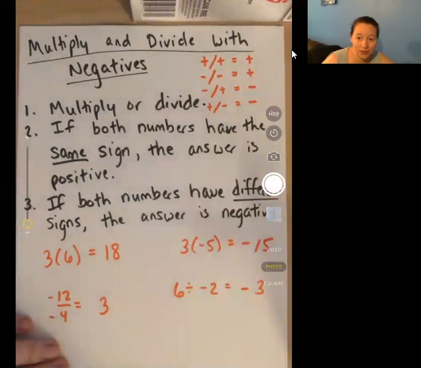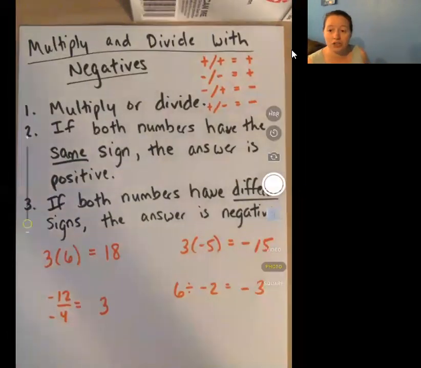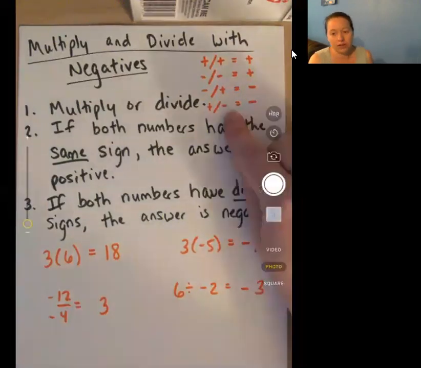And that's all there is to it. I don't care how they set up the problem. If we're doing multiplication or division, you straight up multiply or divide it, and then you figure out what the sign is going to be for it. And you use this little chart right here to do it.